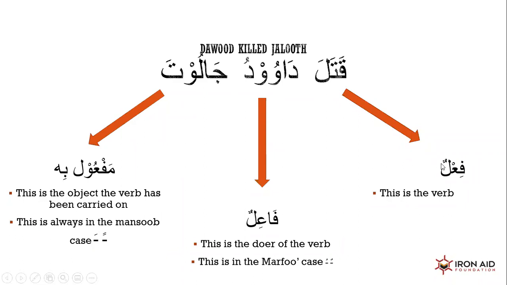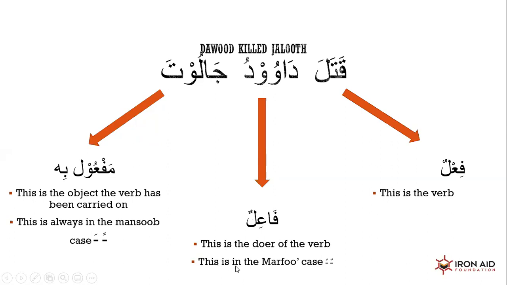So the first word in this sentence is qatala. Qatala means to kill, or he killed. And this is called the fi'l, the verb, and that comes first. So qatala, he killed. Then comes the doer. So who did the killing? Dawood did the killing. So fa'il comes second. Dawood is the fa'il, the doer.